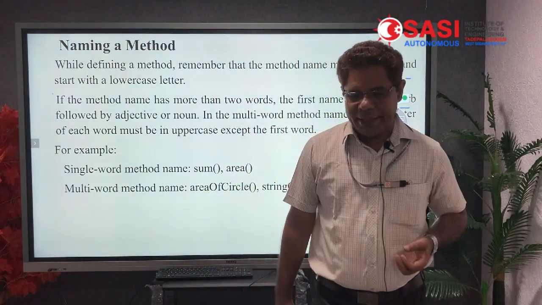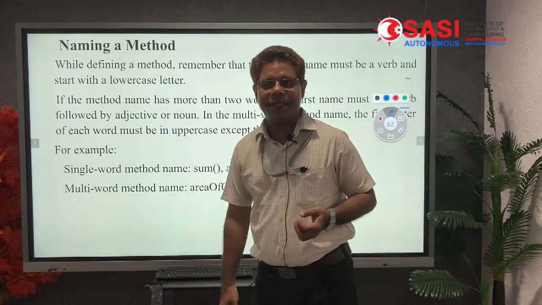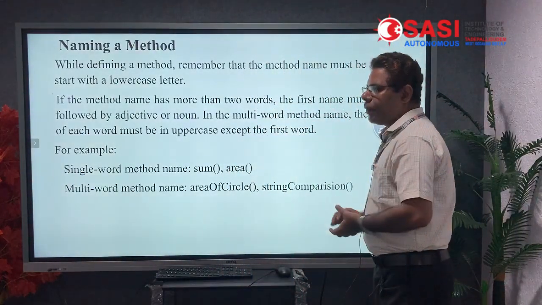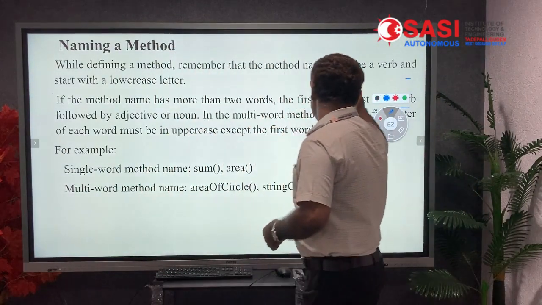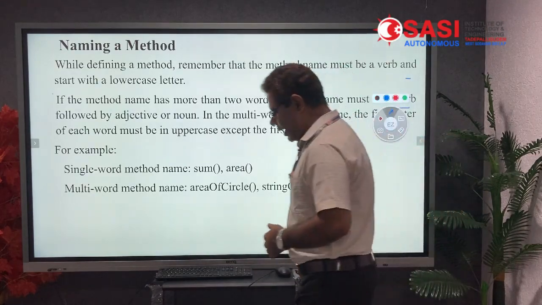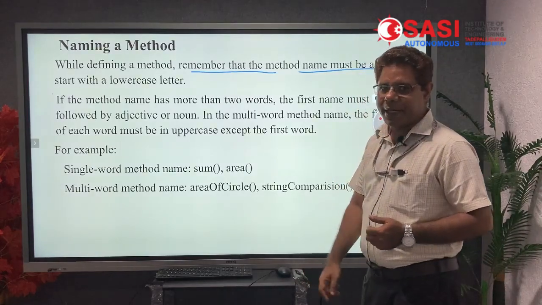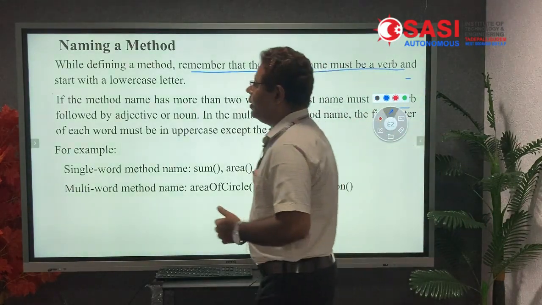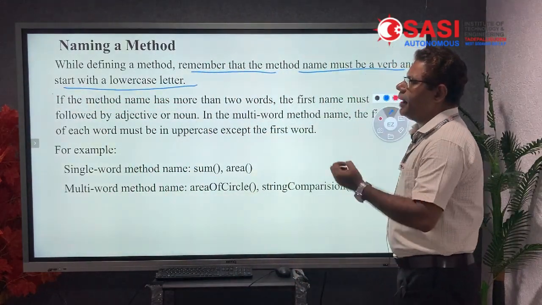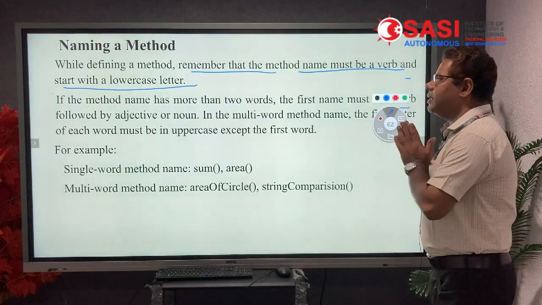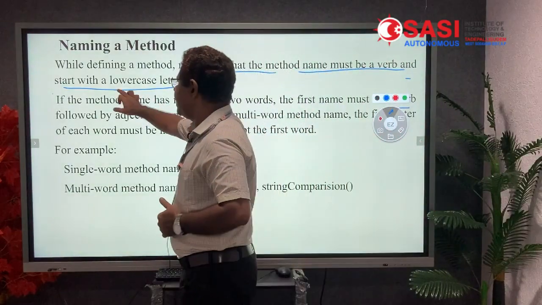To write a method in Java, Java provides a naming convention. The first rule is that while defining a method, the method name must be a verb, and it must start with a lowercase letter. The starting letter of the method name is compulsory lowercase.